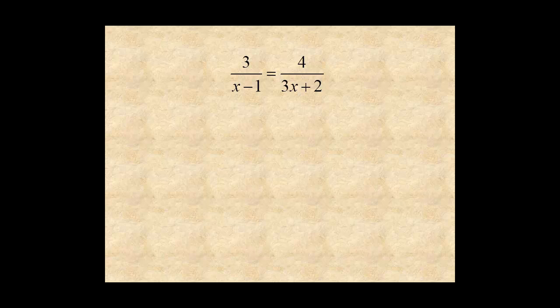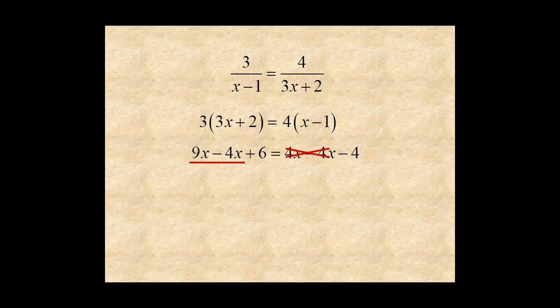Here's an example of a rational equation that's a proportion, simplified by cross-multiplying. Multiply 3 times 3x plus 2 and 4 times x minus 1. Then distribute on both sides. Next, subtract 4x from both sides of the equation. And 9x minus 4x is 5x. Then subtract 6 from both sides.